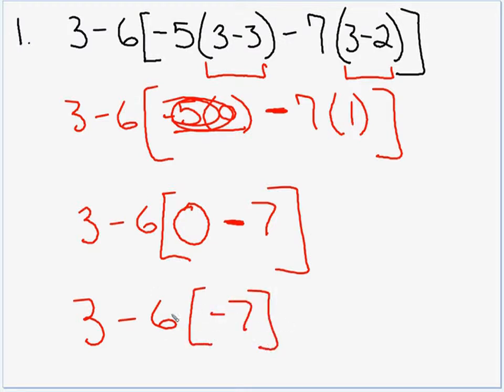And now we're multiplying here. 6 times negative 7, we're going to have a 3 minus 6 times negative 7, is minus 42. We are subtracting a negative. That means add the opposite. So it looks like the answer here is 45.